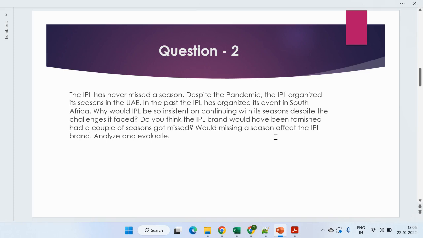We have seen that even before the pandemic, during the pandemic, or post pandemic, IPL has always been consistent. They have never been deterred by any kind of worldwide pandemic issues. They continue working on their regular pattern. They continue with their seasons, whether they need to go outside the country, anywhere in the UAE or South Africa.